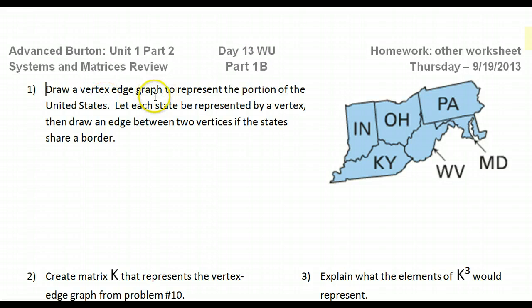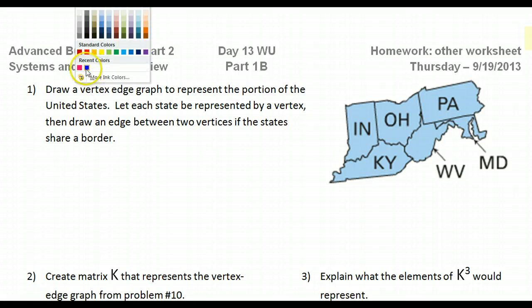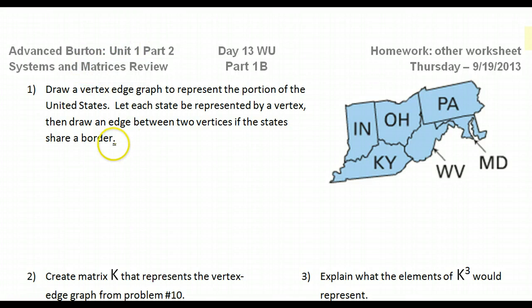Draw a vertex edge graph to represent this portion of the United States. Let each state be a vertex and then draw an edge between two vertices if the states share a border. So you can just randomly put vertices to represent these 6 states.